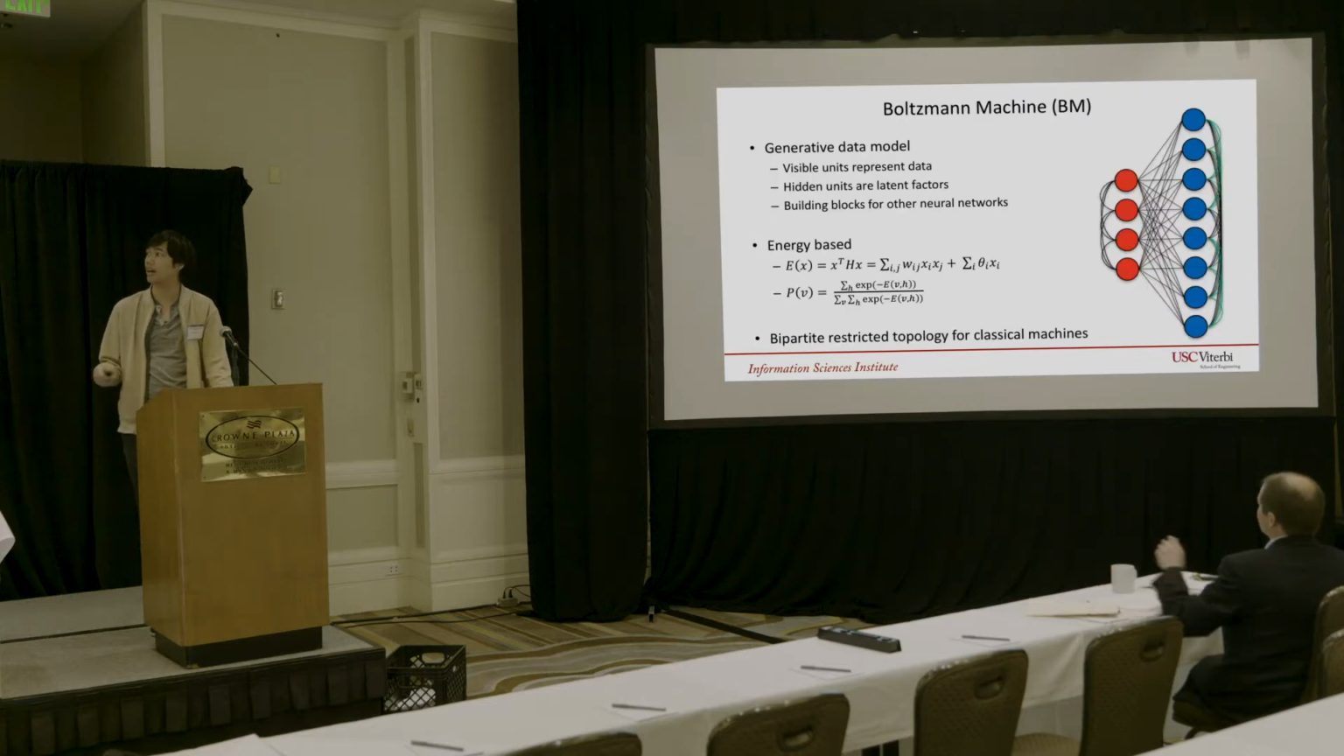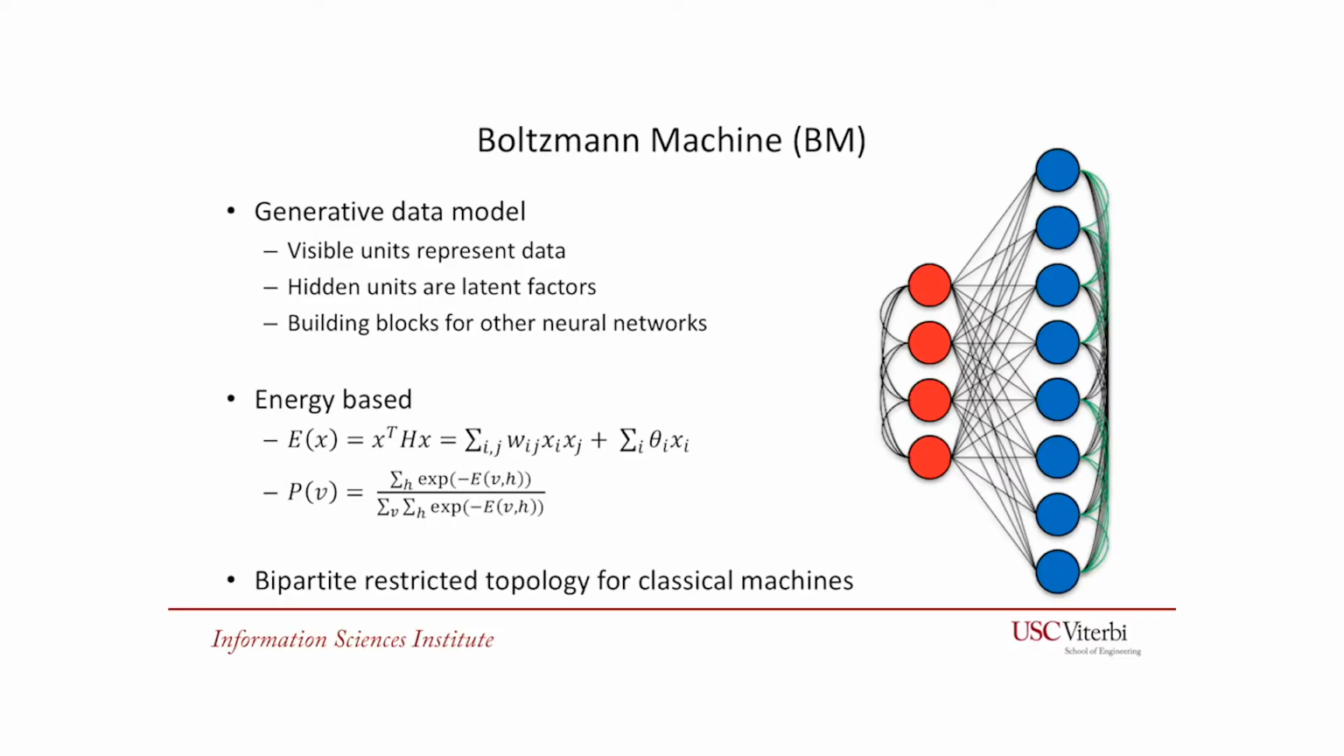So here, what is a Boltzmann machine exactly? A Boltzmann machine is a generative data model in which we have visible units that represent data. We have hidden units that are latent factors that control the distribution of this data, and these can be used as building blocks for other neural networks. Furthermore, Boltzmann machines are energy-based. That is, they define a Hamiltonian, which assigns an energy to every possible network configuration, and configurations that have lower energy tend to appear more often when we sample the network.